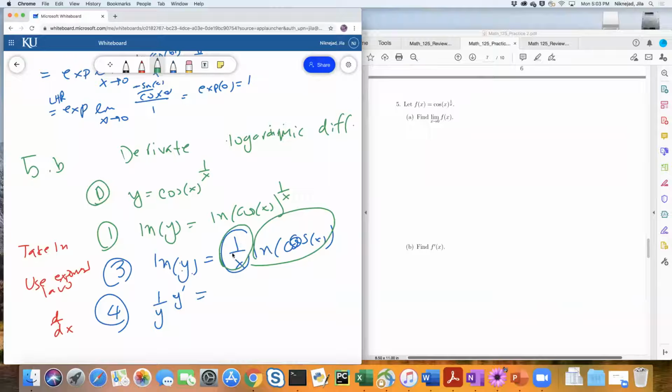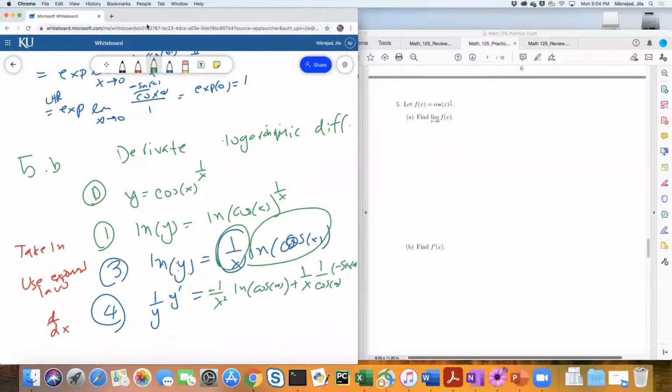So with product rule, what's the derivative of 1 over x? Negative x to the power of negative 2, which is negative 1 over x squared, times the second one. Then the first one times the derivative of the second one. What's the derivative of natural log of cosine of x? 1 over cosine of x times negative sine x. Exactly.